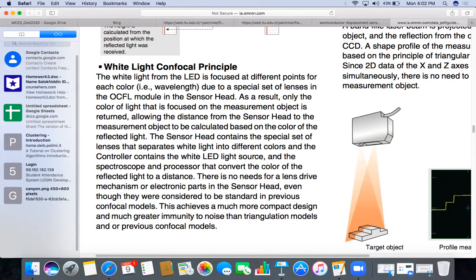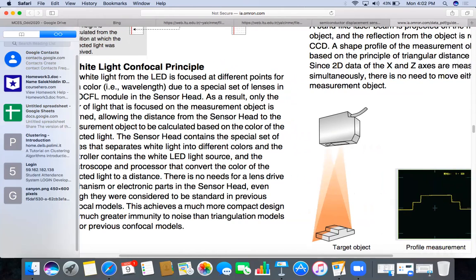Even though they were considered to be standard in previous confocal models. This achieves a much more compact design and much greater immunity to noise than triangulation models or previous confocal models.